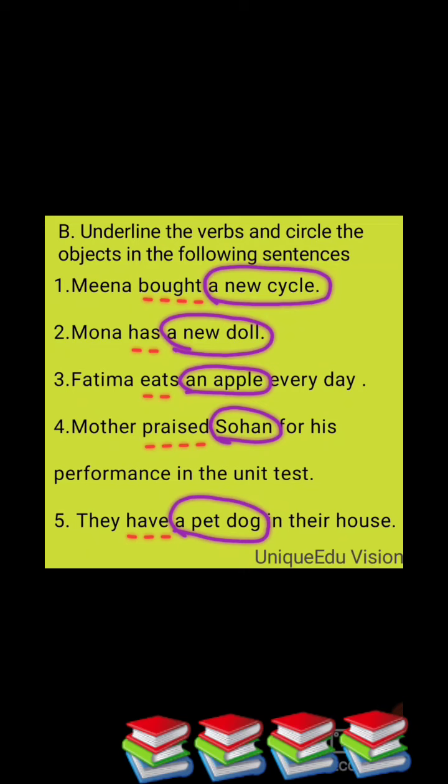Here you can see: underline the verbs and circle the objects in the following sentences. These are sentences that carry verbs as well as objects. You have to underline the verbs and circle the objects. Meena bought a new cycle. The object is a new cycle, which you have to circle. And the verb is an action word, bought. What did she do? Bought a new cycle.